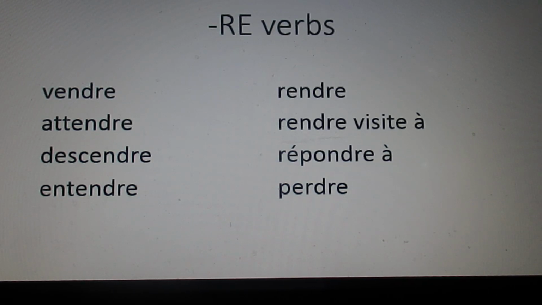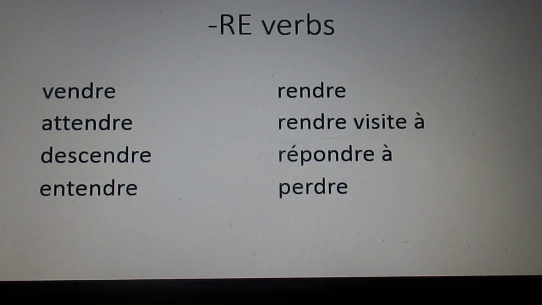So in this video, we're talking about RE verbs. These are what we consider regular verbs in French that always end with an R and an E. And then we conjugate them in a particular pattern. And so that's what we're going to study. So here are some examples of RE verbs that you find in French.